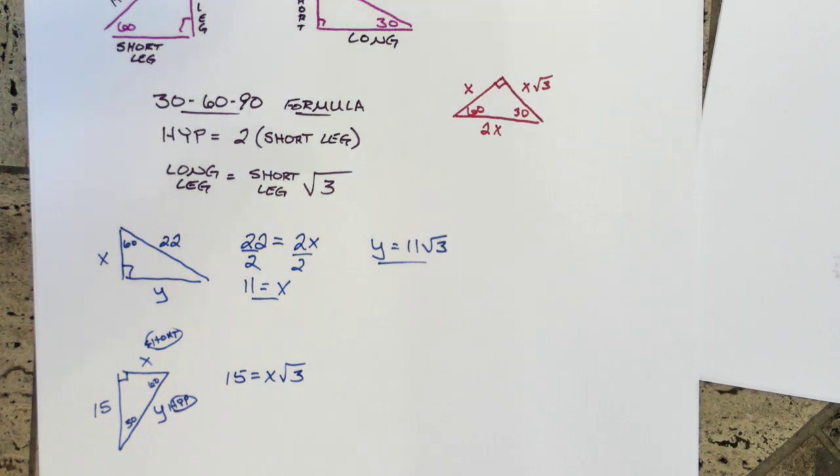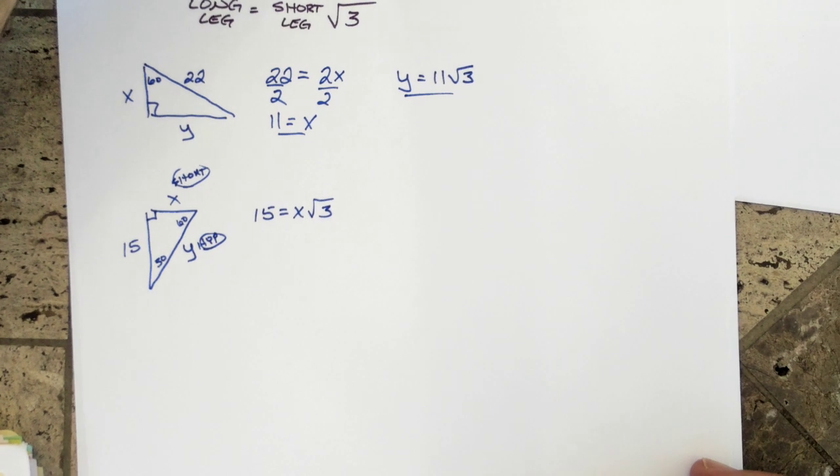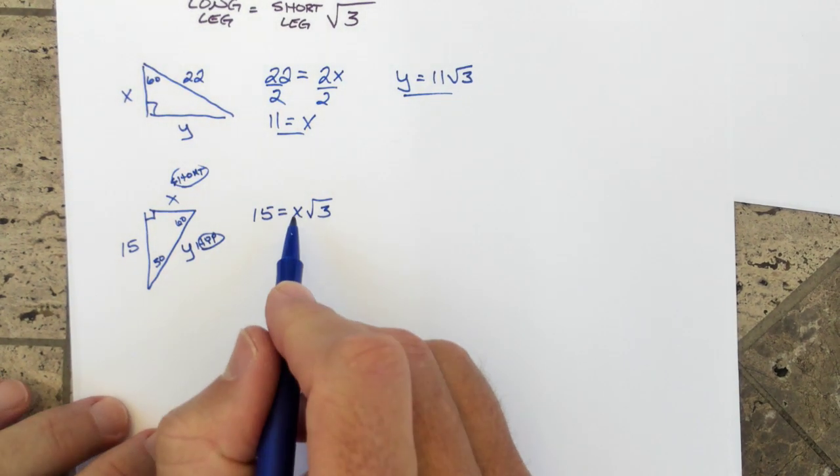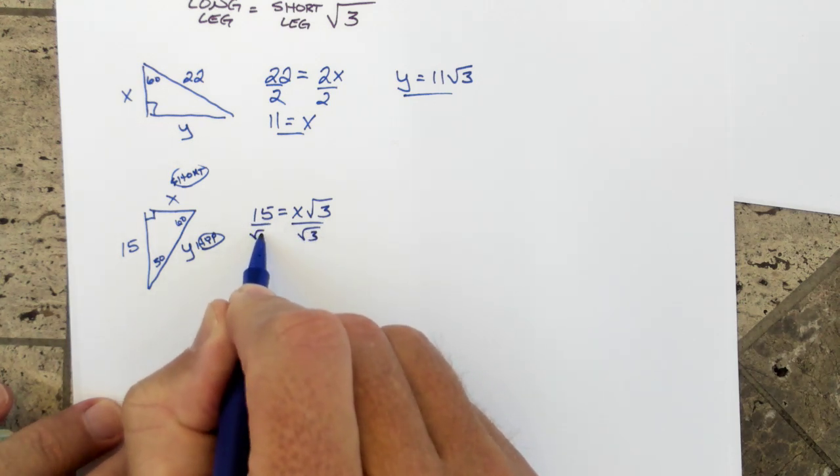Will there be some shortcuts you guys can pick up on these? Yeah, the more practice you have with them, there will be. Once you figure it out and you get good with it, roll with them. So what do I have to do to get x by itself? Well, divide by the square root of 3. What you do to one side, do to the other.